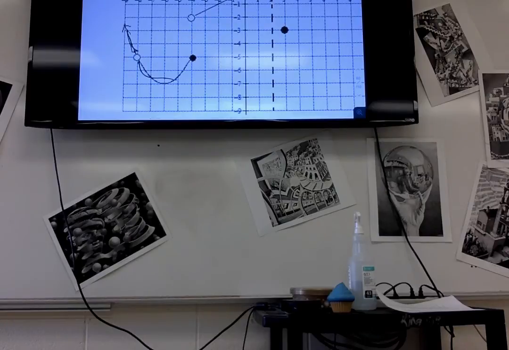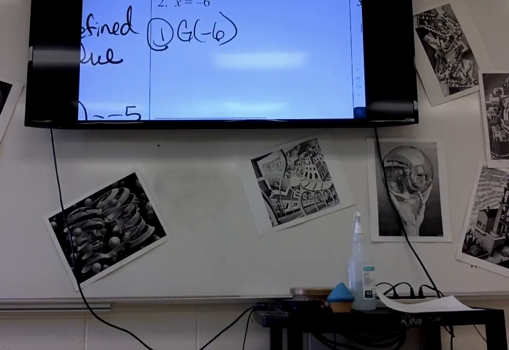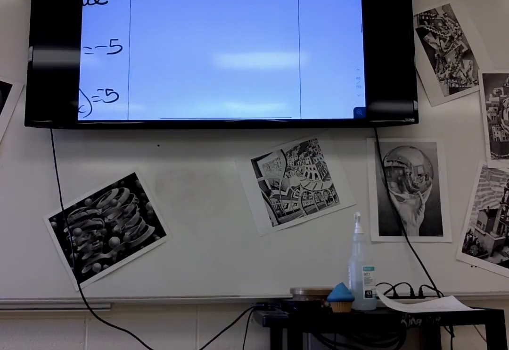G of -6, that's over here, is down here at -7. So yes, it does exist. So it is defined, and its value is -7.